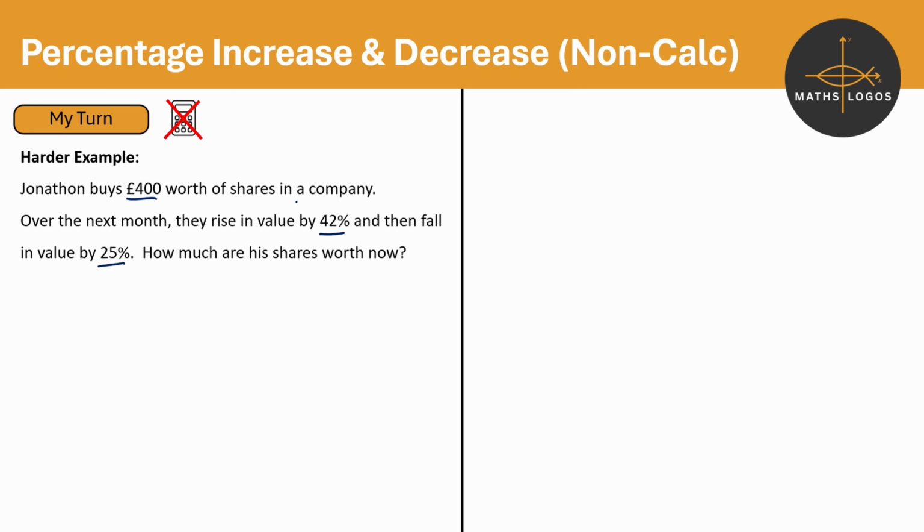So we want to work out this initial rise in value of 42%. 42% is equal to 40% add 2%. And of course, 40% is 4 lots of 10%, and 2% is 2 lots of 1%. So 10% and 1% are my building blocks. We'll let 100% be equal to the £400.